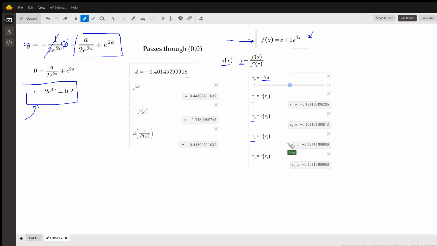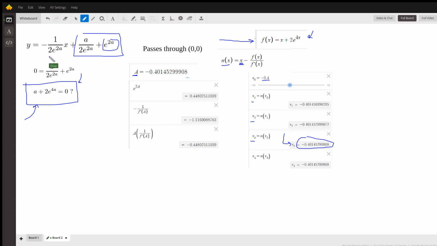And this looks like the value of a that's going to set this equal to 0. And here I used a capital A just so we don't confuse it with little a. That's this value right here. And if I substitute that in for the little a in this original equation, here's what happens. E to the 2a, this term right here, is 0.448.